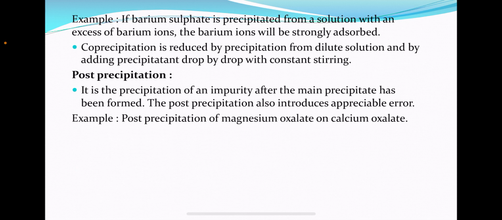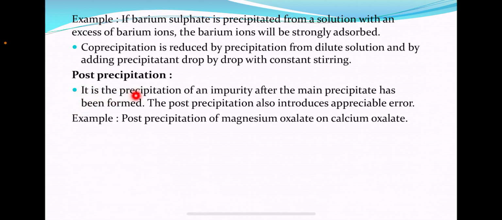For example, if barium sulfate is precipitated from a solution with an excess of barium ions, the barium ions will be strongly adsorbed, and coprecipitation is reduced by precipitation from dilute solution and by adding precipitant drop by drop with constant stirring. Okay, and next is post precipitation.